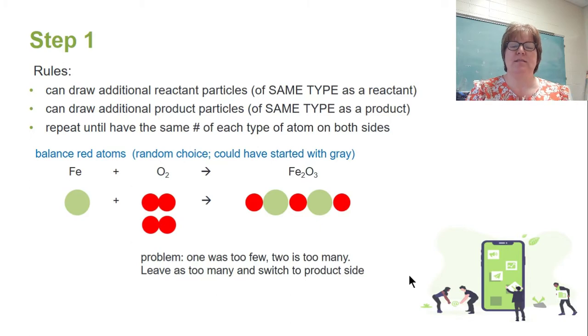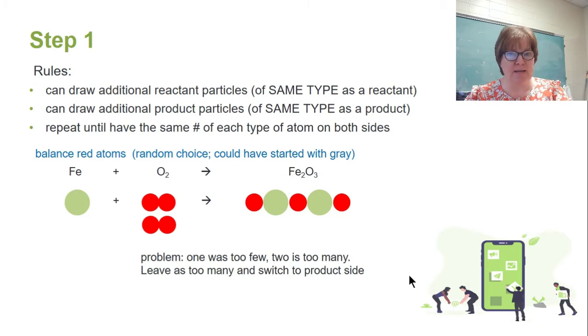I noticed that originally I had only 2 on the left and 3 on the right, so I needed more on the left. So I add another one. Again, I can add additional reactant particles, but they have to be the same type. I can't just add 1 oxygen atom because the only reactant I have is O2, so I have to show the same type: 2 oxygen atoms bonded together. So 1 molecule was too few, that was 2 atoms total, and now that I have 2 oxygen molecules, I have 4, so it's too many.